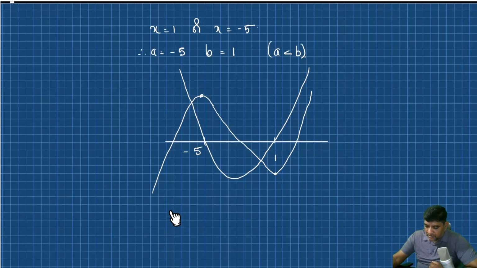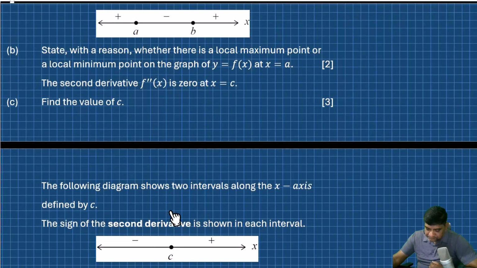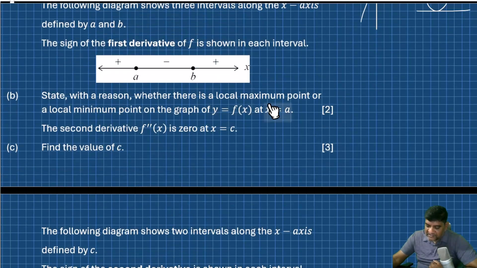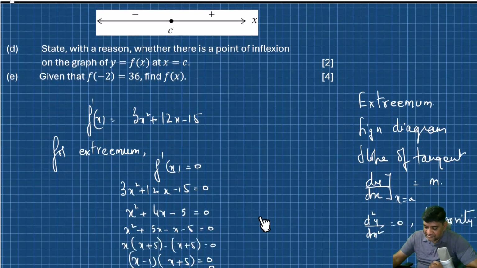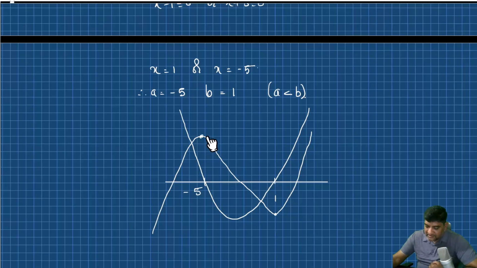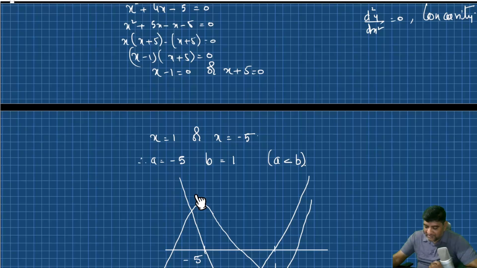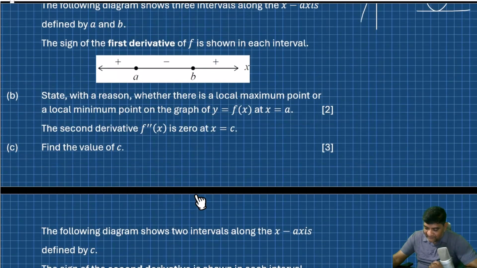So now how do I know that the function has a maximum point or a minimum point? The simple answer is that the differentiation before a is positive and the differentiation after a is negative, which means the function is increasing and then decreasing. Therefore, this point at x equal to -5 will give me a maximum point. And in a similar fashion, I can also say that the function is decreasing and then increasing. So f dash of x is negative and then positive, and therefore at this point we will have a local minimum.